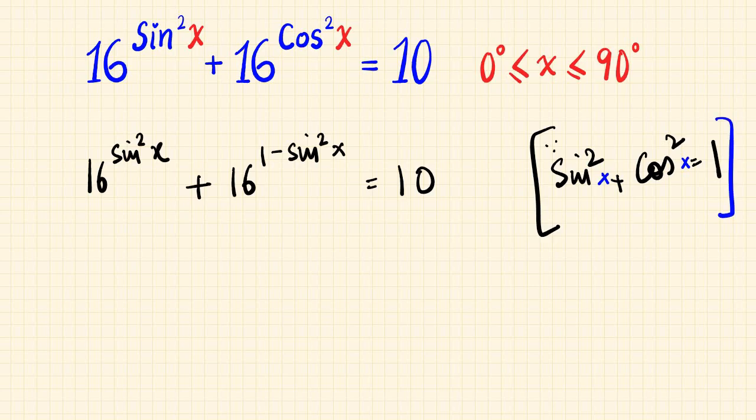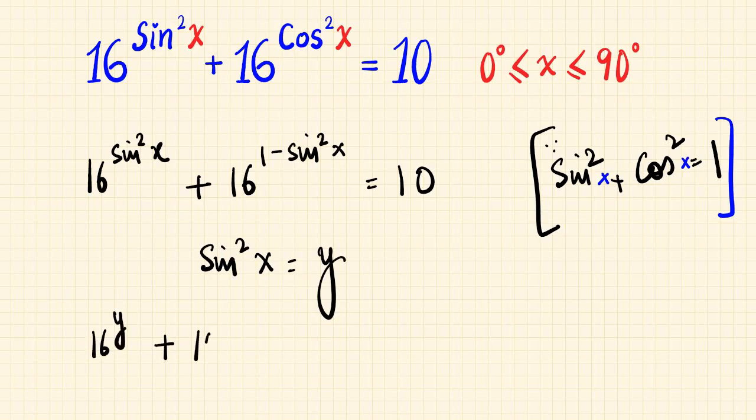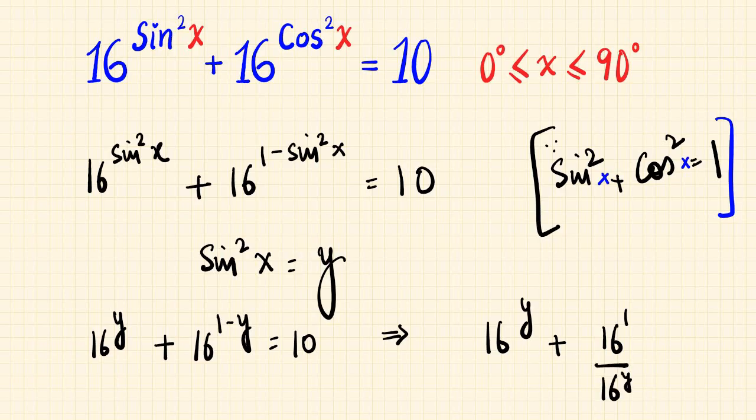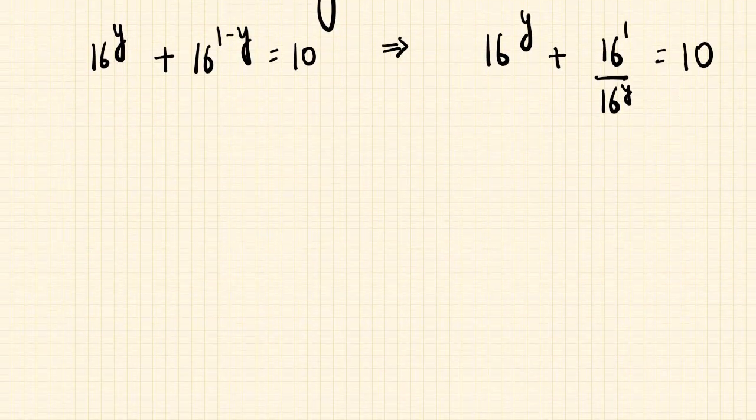Now continuing. It would be easy if I call sine square x something. So let's call it y. So it would become 16 power y plus 16 power 1 minus y is equal to 10. Hope that's not hard. Changing it into 16 power y, by now, if we have reached this stage, we already know how to work with powers. So this has become this power, this equals 10, right? This is called an exponential equation.